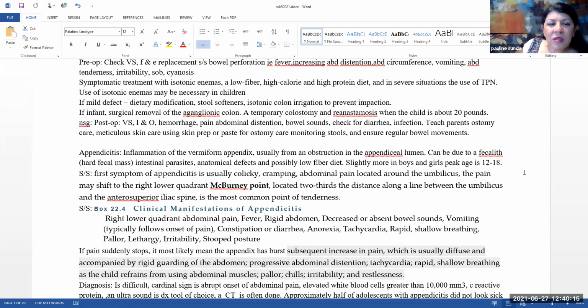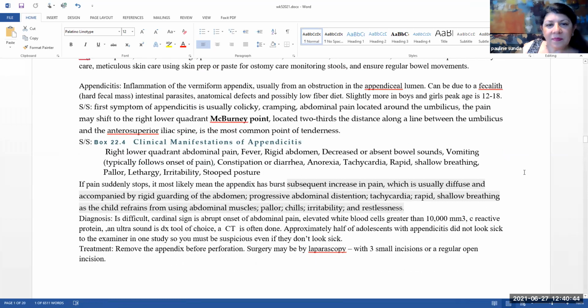As a nurse postoperatively, we're going to be monitoring vital signs, intake and output, hemorrhage, pain, abdominal distension, bowel sounds. We want to monitor for diarrhea and an infection a little bit later. Teach parents ostomy care. Meticulous skin care is crucial in the patient that has an ostomy. You want to use skin prep or paste, monitor the stools, and ensure the patient is having regular bowel movements.